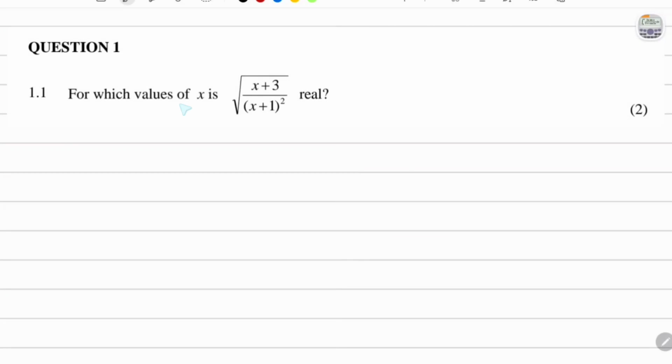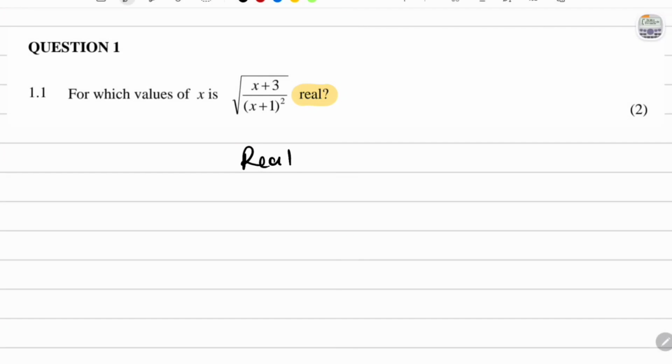Okay, so 1.1 says, for which values of x is the square root of x plus 3 over x plus 1, all squared, real? Okay, so the question is asking, for which values of x will this expression be real? Well, for us to be able to figure that out, we need to understand what real numbers are. So let's think about real numbers and really the number system. And this is probably why they were constantly teaching you about the number system during the beginning of the year. Real numbers are basically these types of numbers.